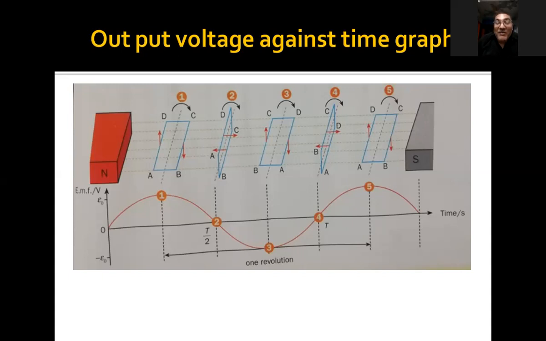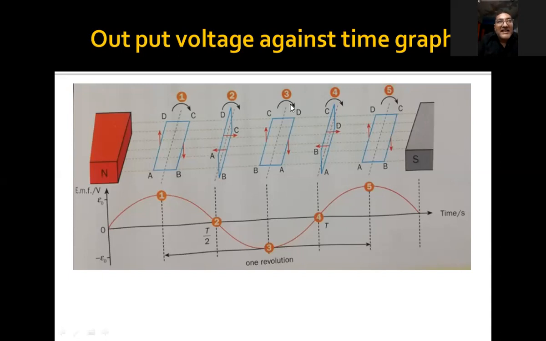When it is moving parallel to the magnetic lines, it will not cut the magnetic lines. When it does not cut the magnetic lines, the EMF induced in the coil will be zero. So at this instant, the EMF graph will be at zero EMF.